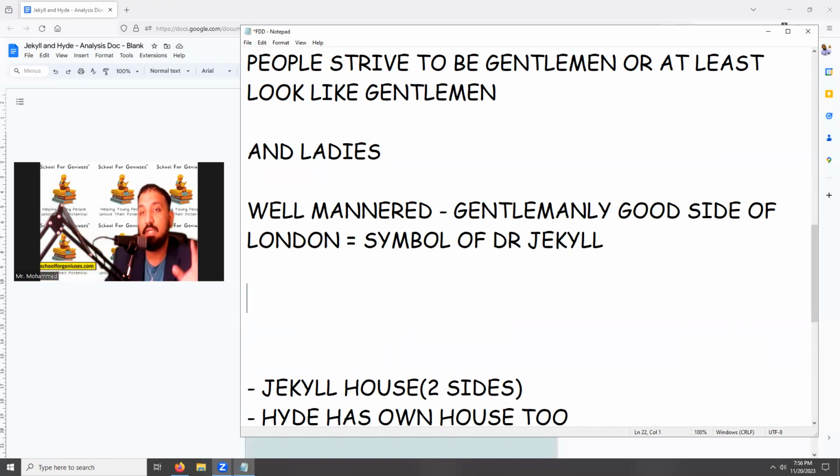Simple, basically. The people in London talk nicely to people, they have good manners. The streets are clean. Dr. Jekyll talks nicely to people, he has good manners, he treats people kindly. His house is clean, his house looks really nice, etc. That's the point. Now, London also has another side to it.